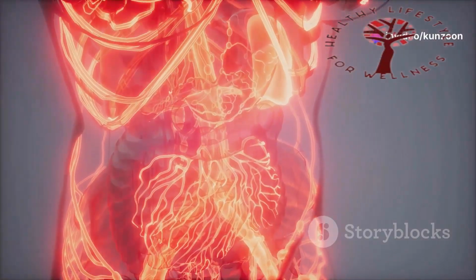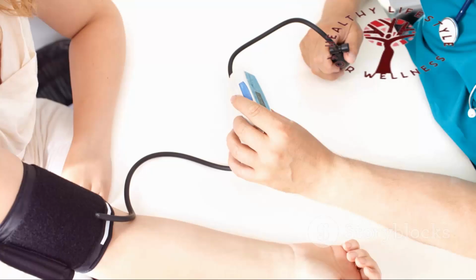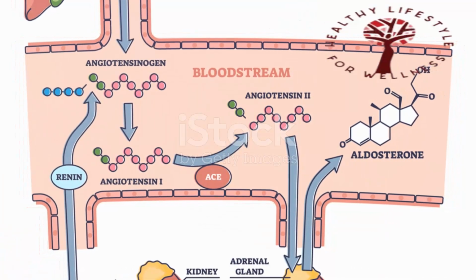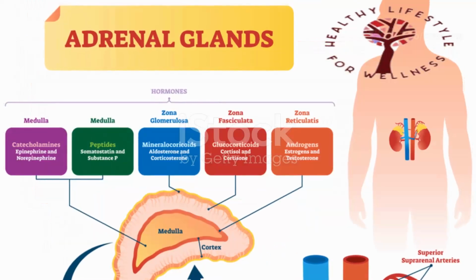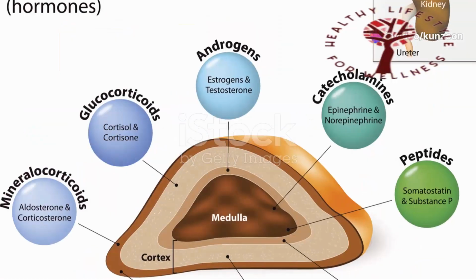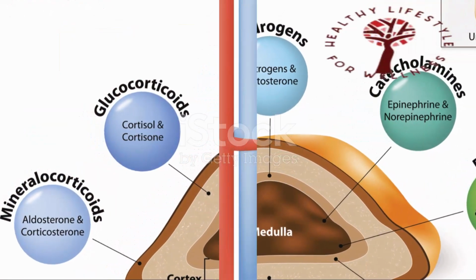Angiotensin II also stimulates the release of aldosterone. Aldosterone is a hormone produced by the adrenal glands located on top of the kidneys. It acts on the kidneys to increase the reabsorption of sodium and water into the bloodstream, while promoting the excretion of potassium and hydrogen ions in the urine. This process helps regulate blood volume and electrolyte balance.